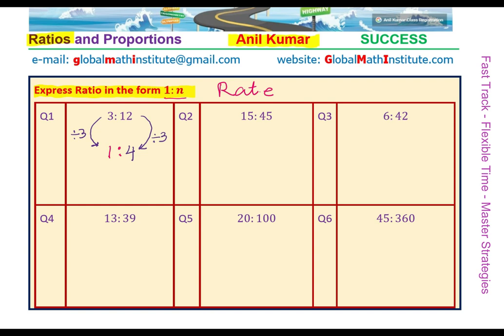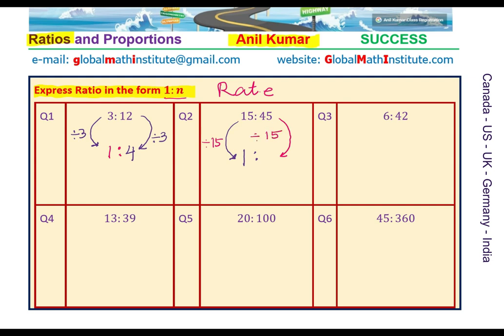Question number 2 is 15 to 45. Once again, we have to write 15 as 1, right? So then it is 1 is to what? That ratio we are looking for. We need to divide 15 by 15 to get 1. And on the other side also we'll divide by 15. So 45 when divided by 15 is 3, and therefore this ratio is 1 is to 3.